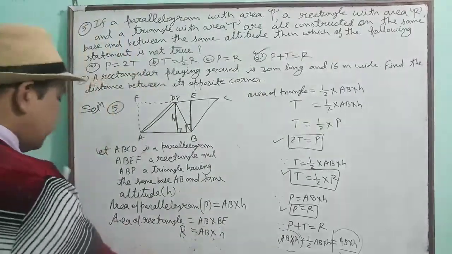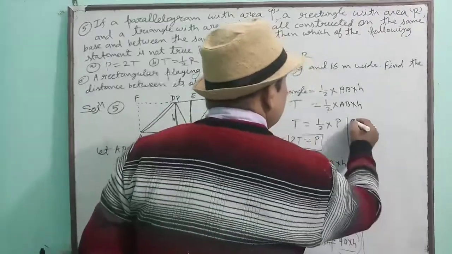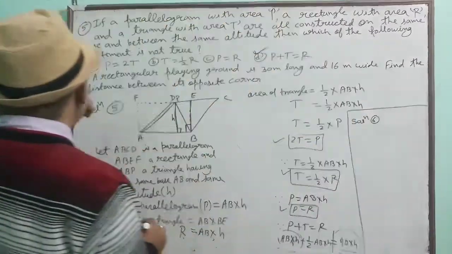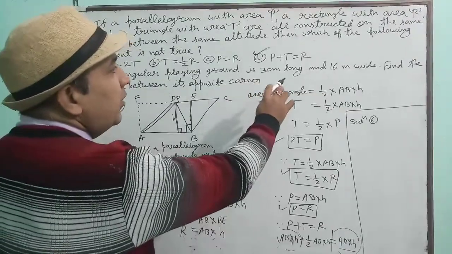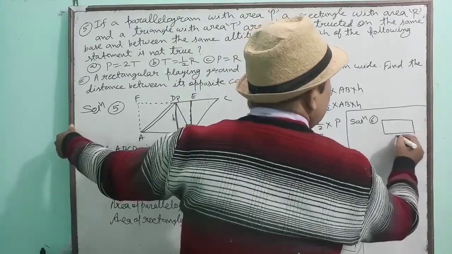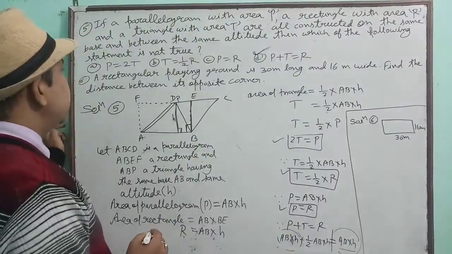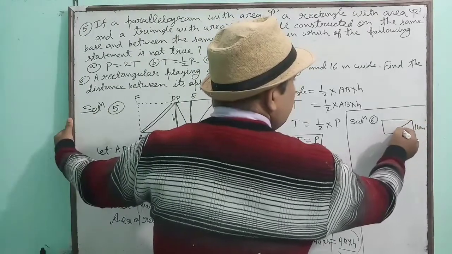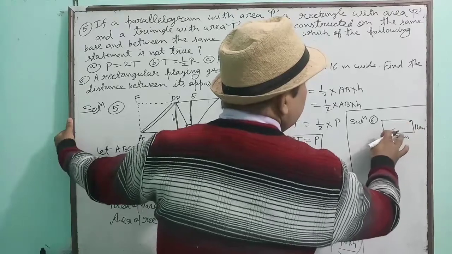Understood? Now see question number 6. A rectangular playing ground is 30 meter long and 16 meter wide. Suppose you have made this rectangle which is 30 meter long and 16 meter wide. The question is asking, find the distance between opposite corners. So these two are the opposite corners. We have to find this distance.